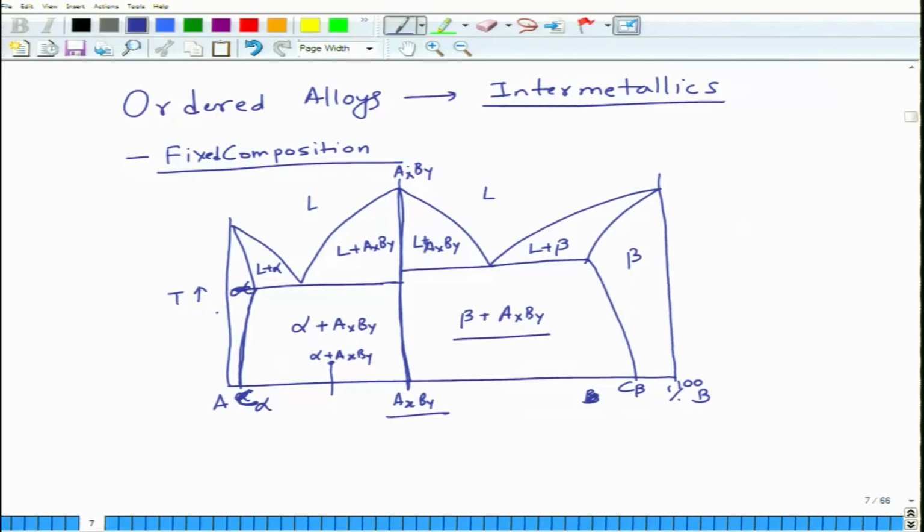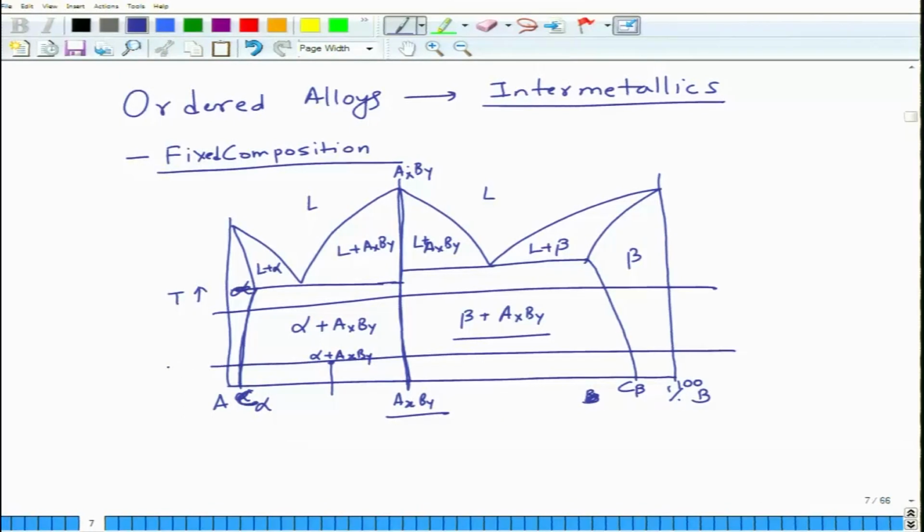So if you compare these two temperatures, T1 and T2, at T2 alpha has more amount of B than at T1, right. Similarly, at T2 beta has more amount of A than at T1, is that right? But you can see AXBY remains vertical. The composition of AXBY does not change, it is a line compound, it remains fixed.